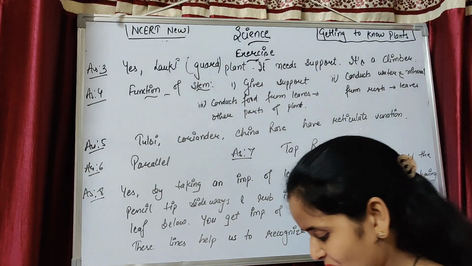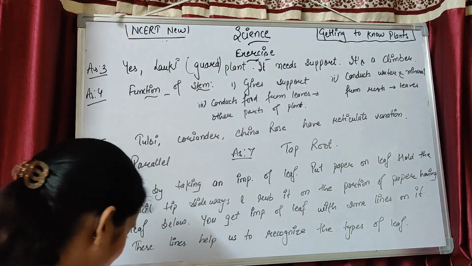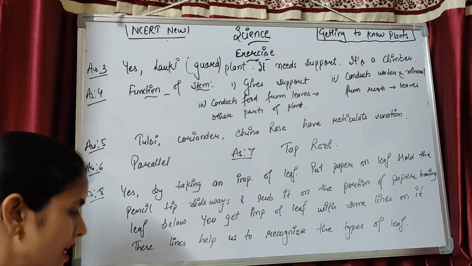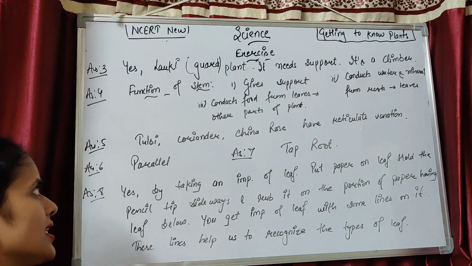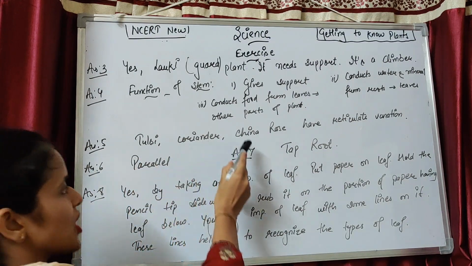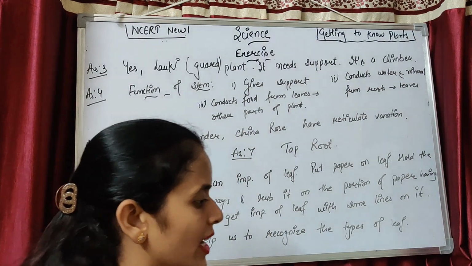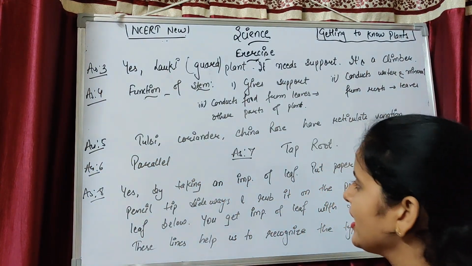Okay. Question number 5 now. Which of the following leaves has reticulate venation? Example options are there: wheat, tulsi, maize, grass, coriander, china rose. So the answer is tulsi, coriander, china rose. Only these three have reticulate venation.